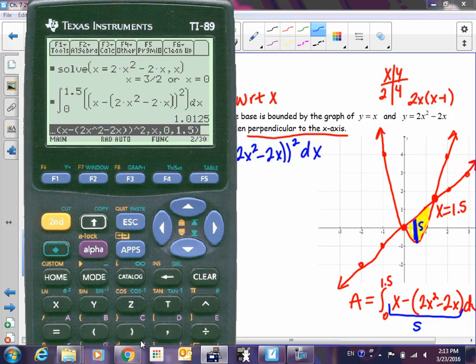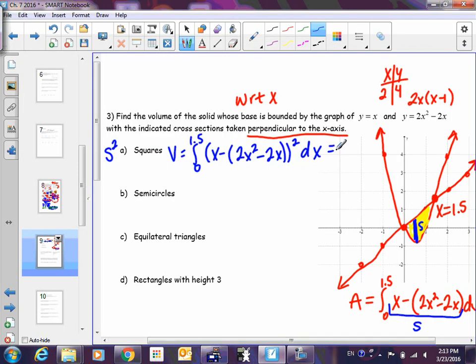And when you press enter, if you get an error, it's probably because of parentheses or the stuff at the end. Make sure that what it looks like is that the whole thing on the inside is squared. Keep in mind the squared is not on the outside of the integral. It's on the inside of the integral, but to all of the things inside. Okay, and so that's how you get your answer, 1.0125.